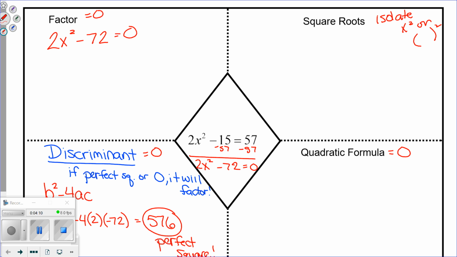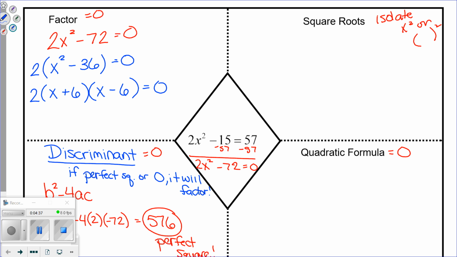So it's already set equal to 0. 2 is my GCF, so I'm going to pull out a 2. So I'm left with x squared minus 36. How does that factor? Good. Yeah, remember difference of squares, those are the easy ones, right? One plus, one minus, square root of each. Square root of x squared is x, square root of 36, 6.